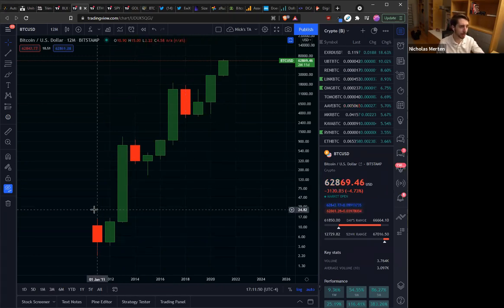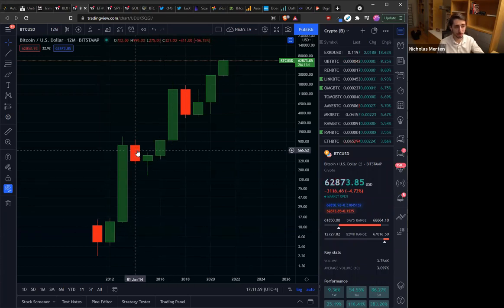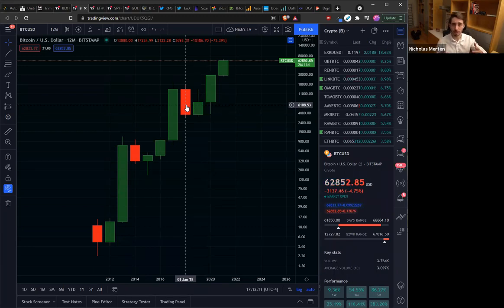All right, we can see back here in the first year when it started out, it had gone through an extremely small pullback in the grand scheme of things. We can see that there was a pullback here, 56% in January 2014, and a pullback in 2018 of over 73%.